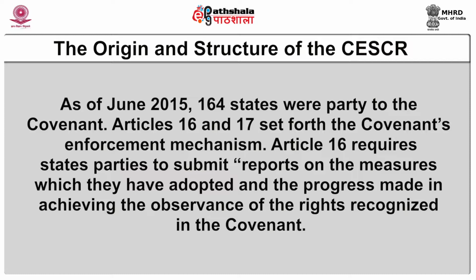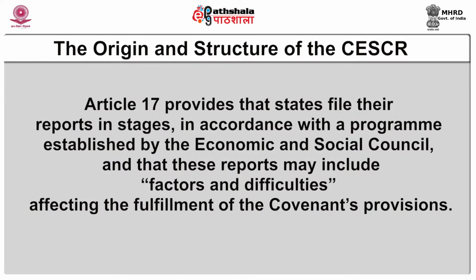Articles 16 and 17 set forth the Covenant's enforcement mechanism. Article 16 requires states parties to submit reports on the measures which they have adopted and the progress made in achieving the observance of the rights recognized in the Covenant. Article 17 provides that states file their reports in stages in accordance with the program established by the Economic and Social Council, and that these reports may include factors and difficulties which are affecting the fulfillment of the Covenant's provisions.